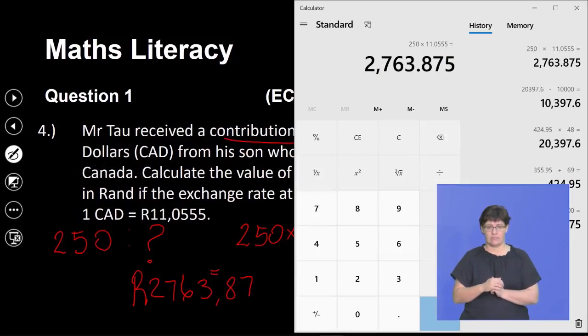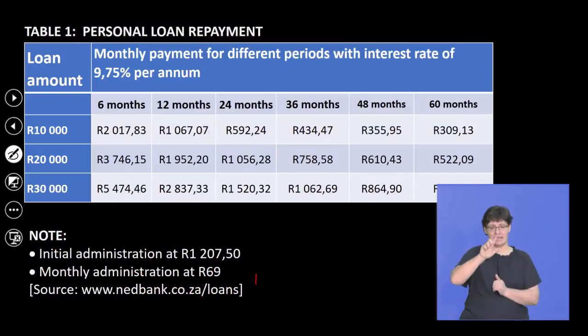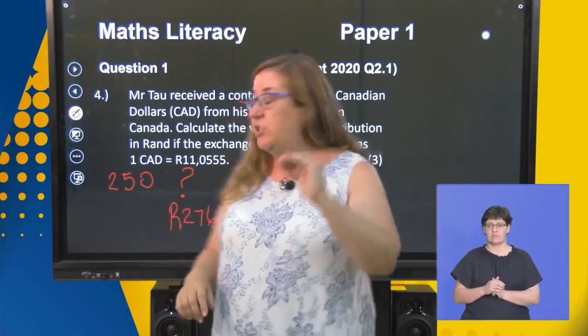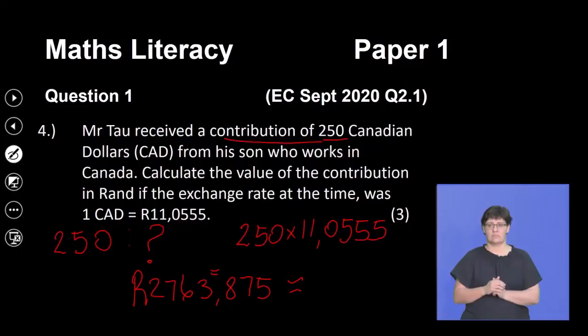I'm going to write it at 875. Back. Okay, so that's 3 decimal places, but money has to be 2 decimal places. So we're actually going to change this to 2,763.88. And that's what he'll get from the bank.